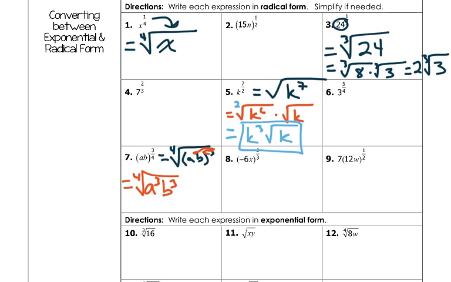Now, can this be simplified? No. If these were 4th powers or bigger, then we would be able to simplify it, but it's too small to simplify, so that is our final answer there: the 4th root of a to the 3rd, b to the 3rd. All right? Next, number 9.